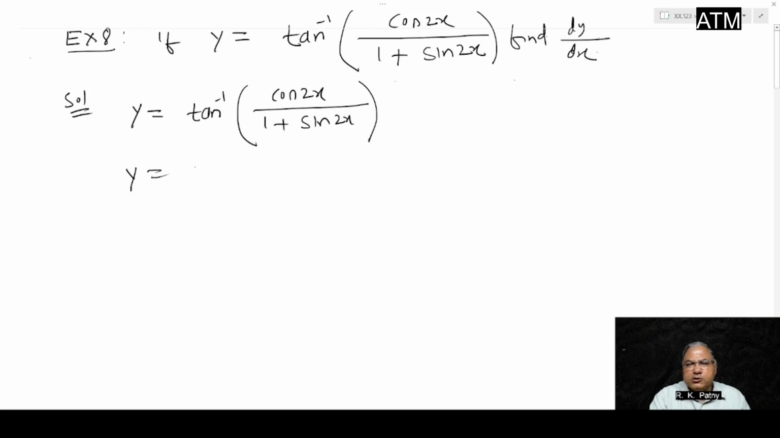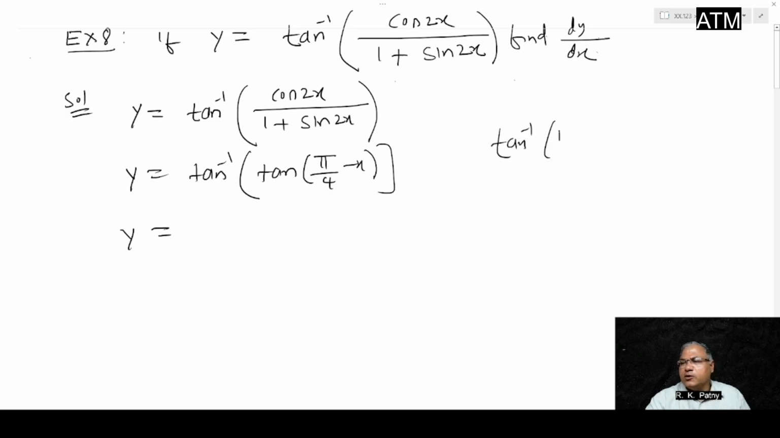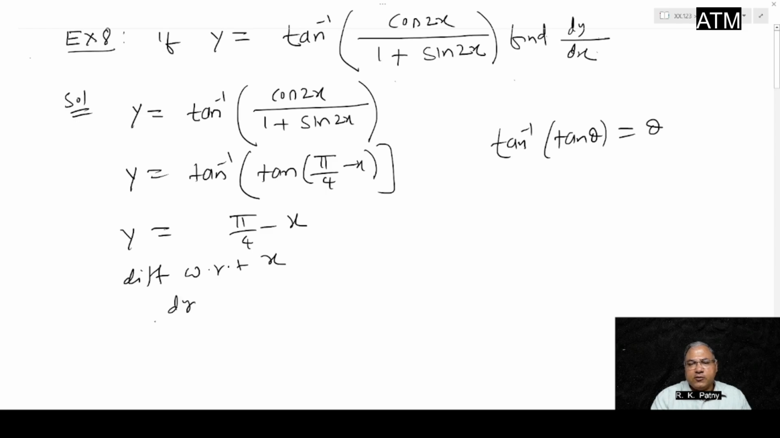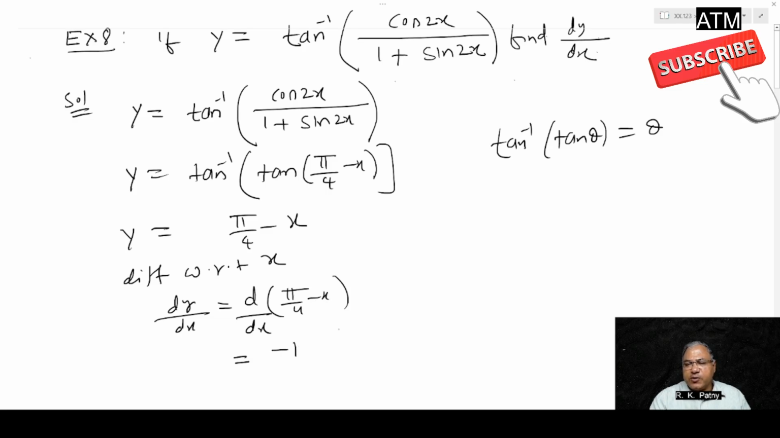Therefore, y equals tan inverse of tan of (pi by 4 minus x). Now here the formula: tan inverse of tan theta equals theta. Therefore, tan inverse of tan (pi by 4 minus x) equals pi by 4 minus x. Now, differentiating with respect to x, dy by dx equals the derivative of (pi by 4 minus x) with respect to x. Derivative of pi by 4 is 0. Derivative of minus x is minus 1.